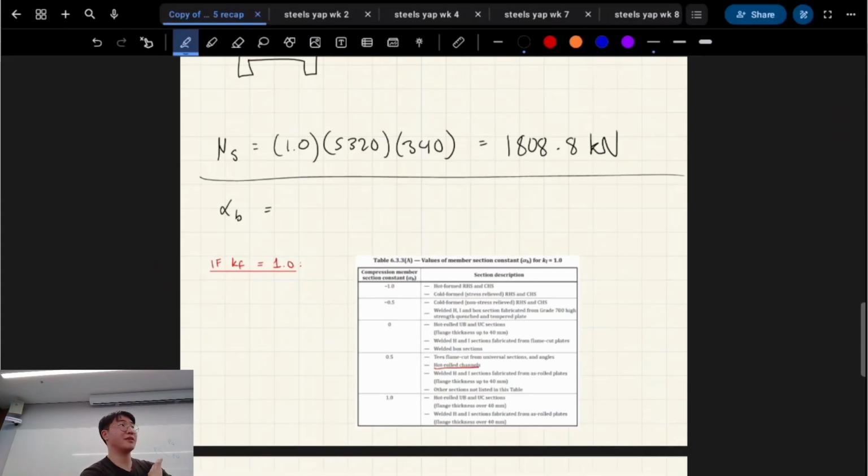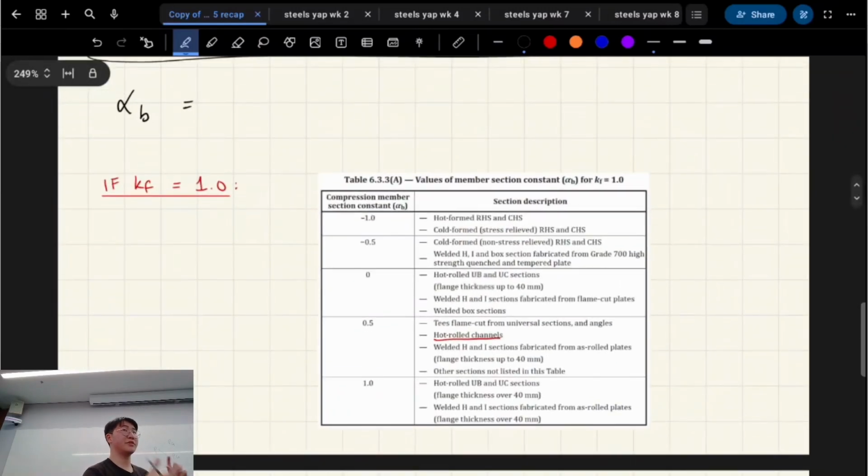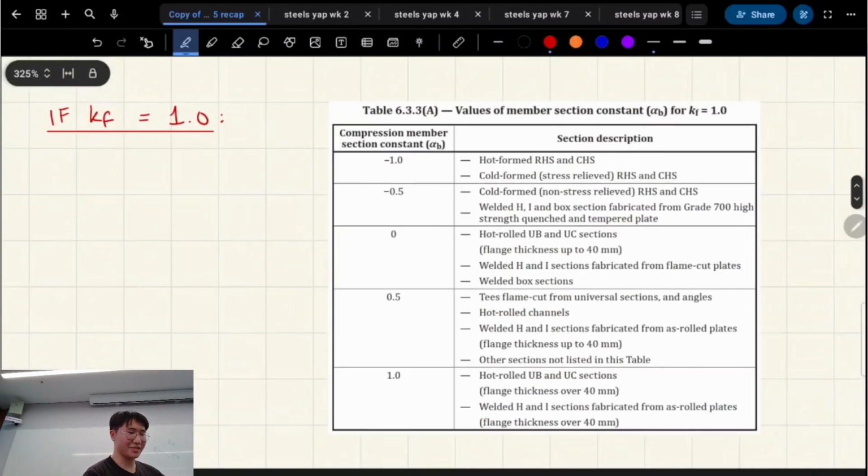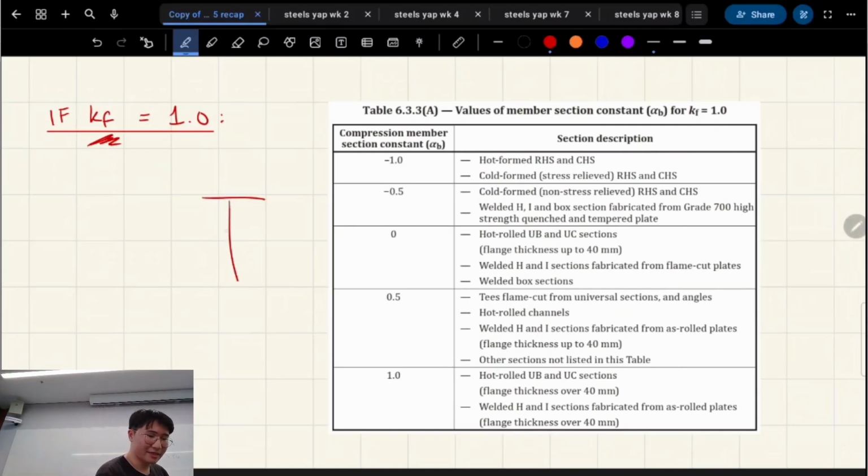So now we're just calculating buckling constants. Alpha B is kind of a material and how you produce your steel constant. There's a bunch of different ones. I know I just erased the answer. Have a read of this. This is a table if your form factor is 1. What value of alpha B do you think we're going to take? Yes, it's 0.5. If it was an I-beam, it would be a hot rolled UB, so it'd be 0. Since we're dealing with a hot rolled channel, it's going to be 0.5.